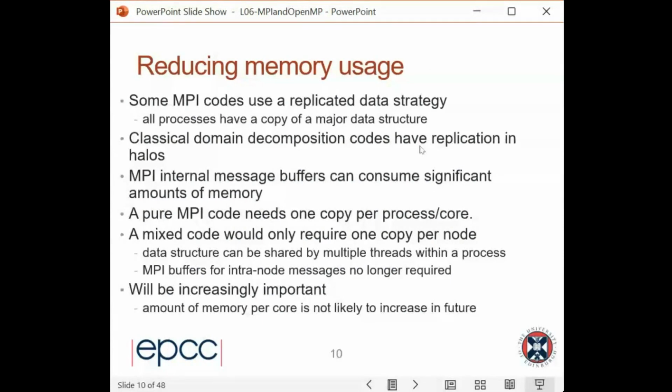So reducing memory usage: some MPI codes have a replicated data strategy. It's a long time ago, in the very early days of parallel computing, when we were running on 2 or 4 processors, people would often just not do a domain decomposition at all. They would replicate the data on each process. That is no longer done typically because you run out of memory. It doesn't scale beyond a few processes.